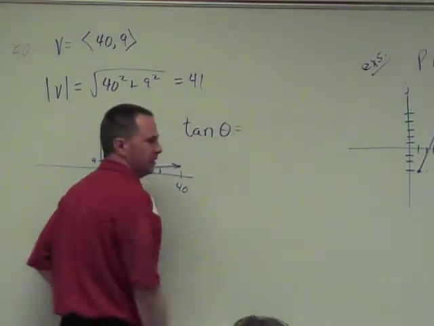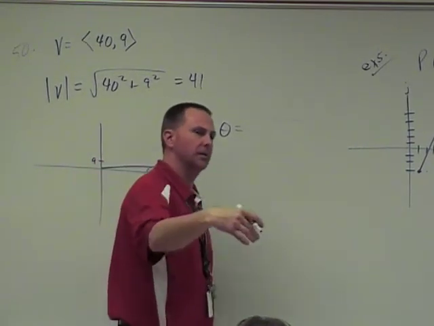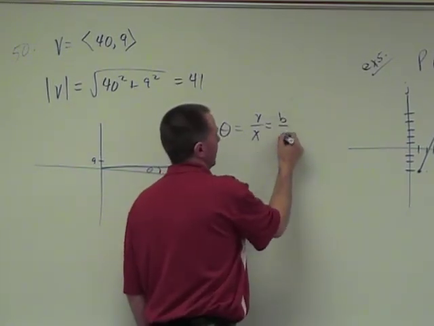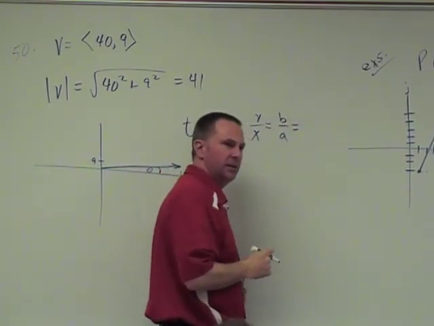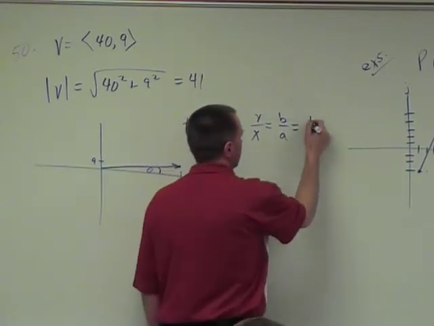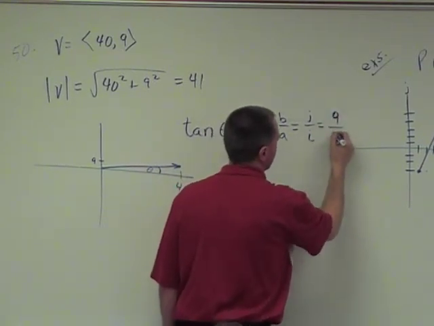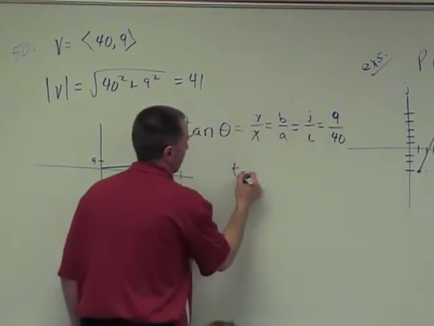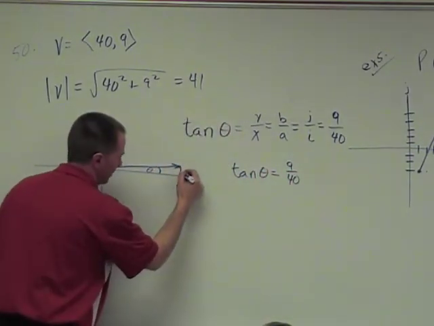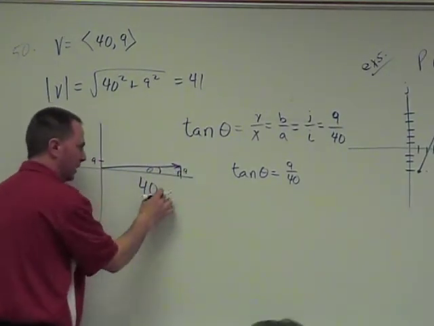Okay, now let me explain something here. Tangent theta. What do we know tangent theta to be? Y over x. What did we do last chapter? We put the b over the a. What do you think you're going to do here? The j value over the i value, which is 9 over 40. So the tangent of theta equals 9 over 40, and that's correct because in this right triangle, this is 9 and this is 40, y over x.